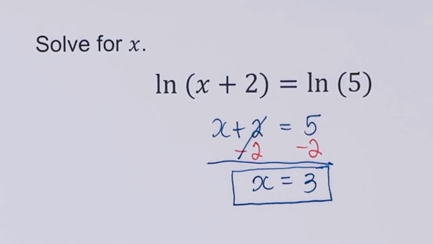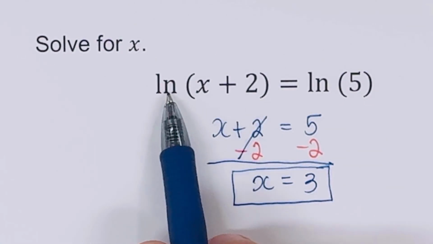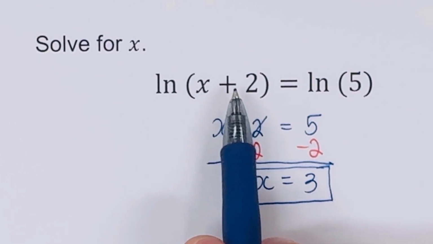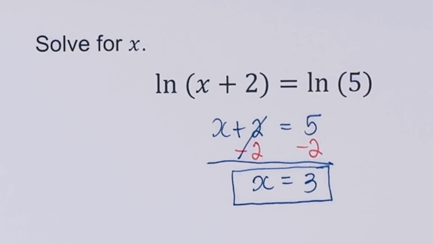So our x value here is 3. And this makes sense because if we have a 3 here, 3 plus 2 is 5. So pretty much the left side is ln of 5, which is equal to the right side, ln of 5. Now let's have another example.